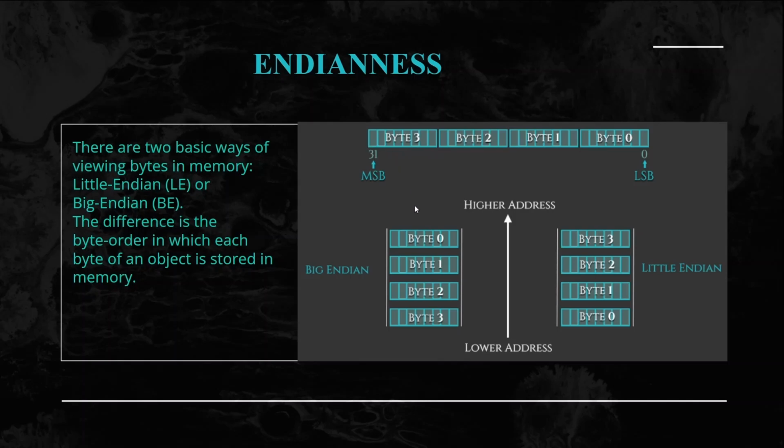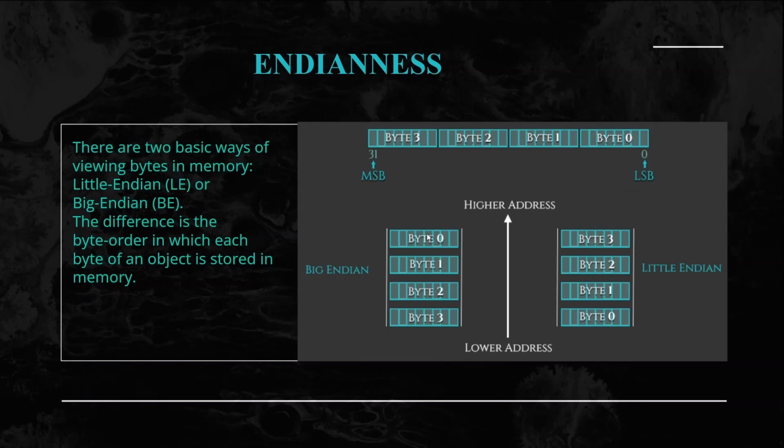In Big Endian, we have byte 3, the most significant byte, at the lower address. As you can see, the direction of address is in increasing order. We are moving from the lower address to the higher address. In Little Endian, we have byte 0, the least significant byte, at the lower address.